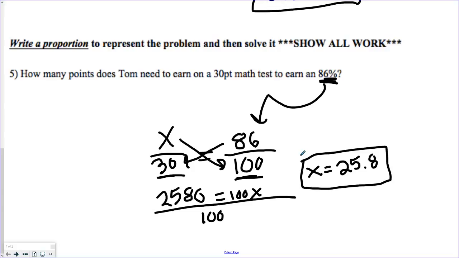So percentages are their own ratios. You can make them into a ratio very easily by simply putting the number over 100, and that will give you half your proportion. Because remember, a proportion is two fractions that are equal. So the percent gives you one fraction, and then this part gives you the other fraction, where you have that missing piece you need to solve for.